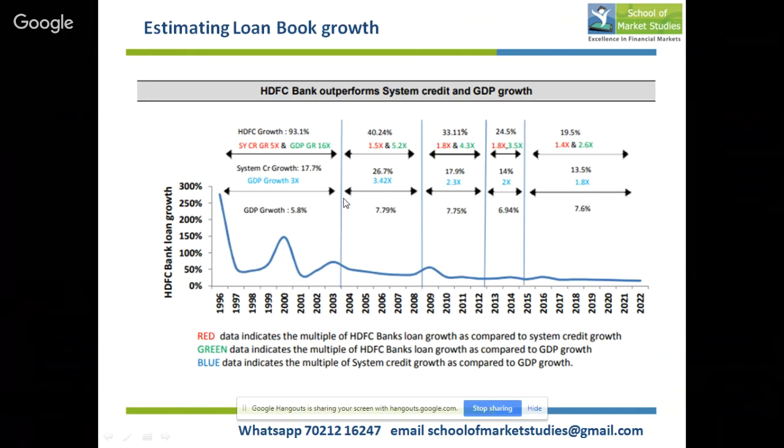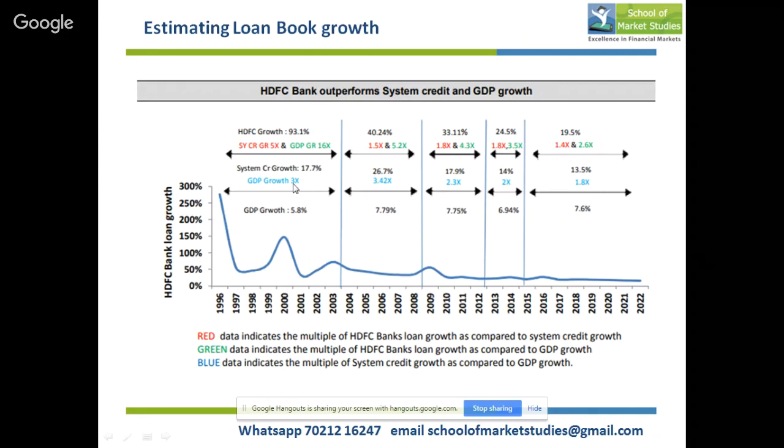Now, even before the growth picked up, although the system grew at such heady numbers, HDFC Bank grew at 93%. Then it was 40% over the period 2003 to 2008. And then from 2008 to 2012, the growth was at 33%. And after that, we've seen growth in the range of 24.5% over that bad period. And then we are expecting to grow at 20% over the next 7 years. Now, is this possible?